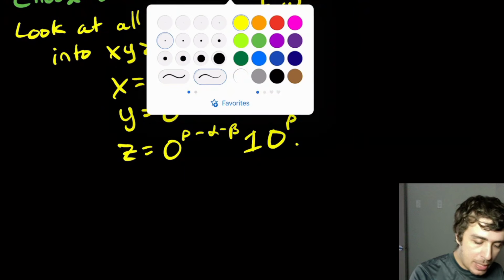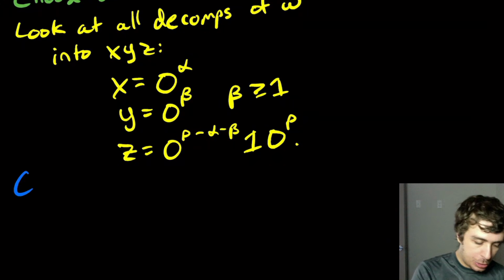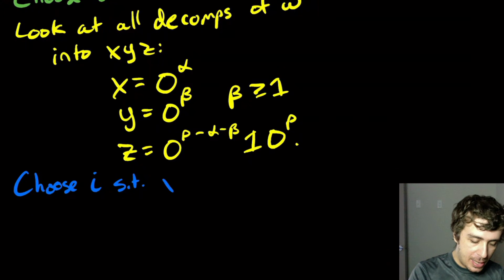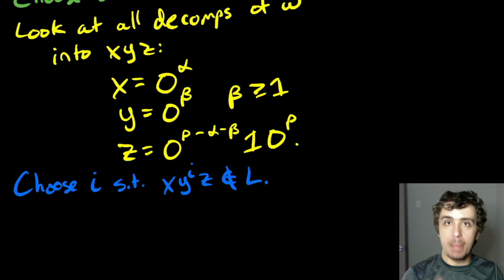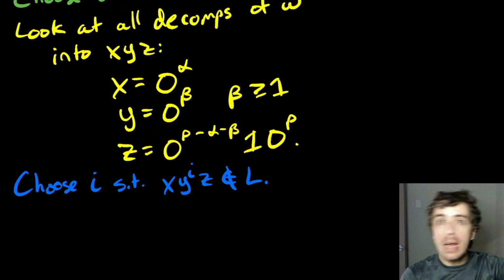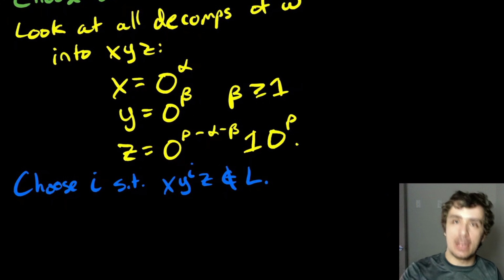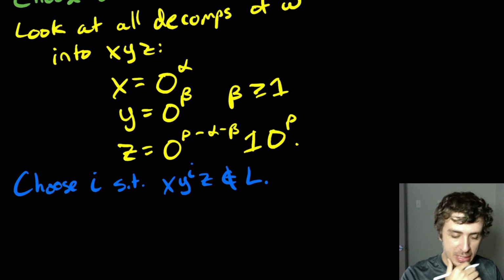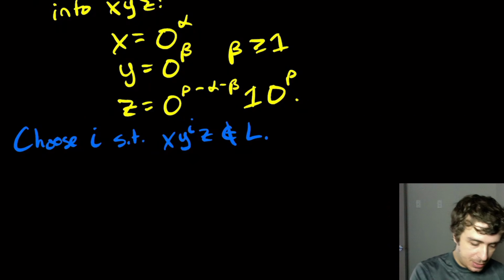So now what we need to do is to choose an I such that X, Y to the I, Z is not in the language. So let's choose an I such that X, Y to the I, Z is not in L, because the pumping lemma says that it's always in L for every I. But if we find one that is not in L, then that contradicts it and contradicts the fact that we supposed that this thing is regular. Okay, so let's investigate what this string is.